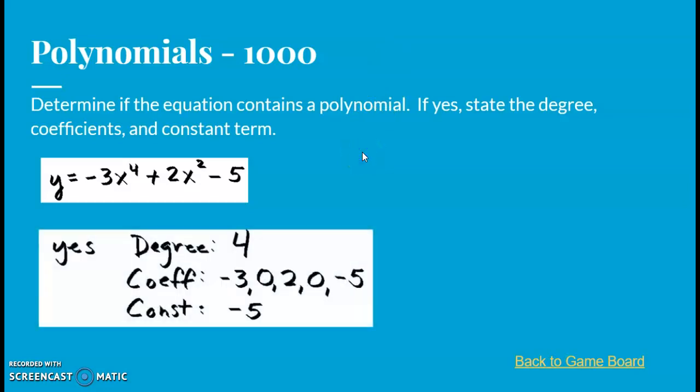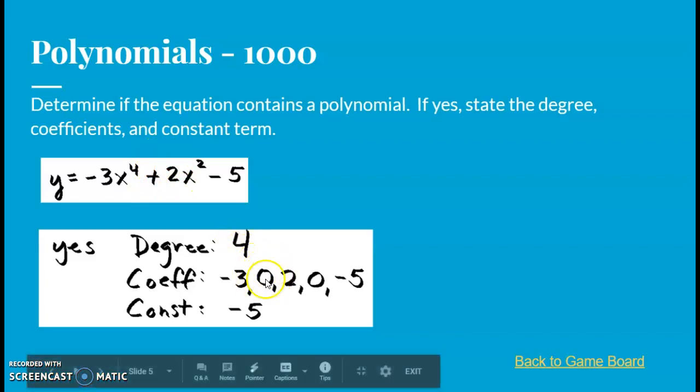So the degree is 4. Degree is your highest exponent. Coefficients are the numbers in front of the variables from x to the 4th all the way down to x to the 0. So my x to the 4th term has a -3 in front. I don't have an x cubed term, so I'm going to put a 0 placeholder here.